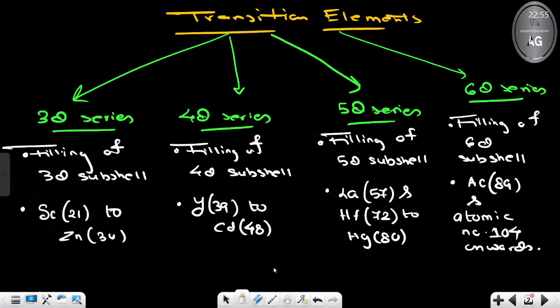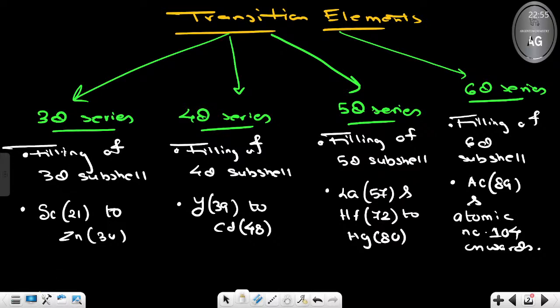First we'll be learning about transition elements. Transition elements in the periodic table are divided into four periods, so accordingly we have divided them into 3D series, 4D series, 5D series, and 6D series.